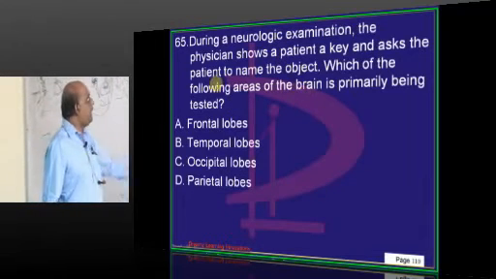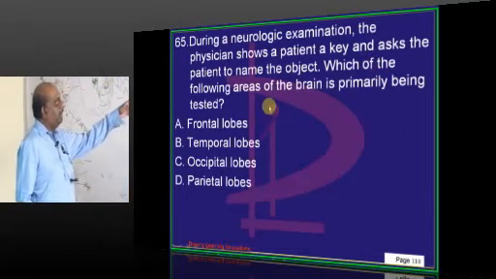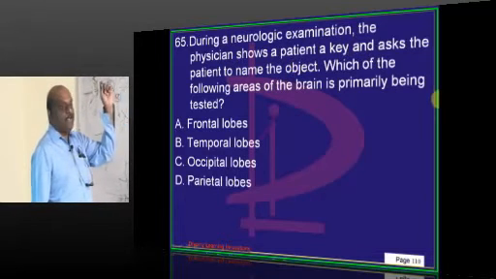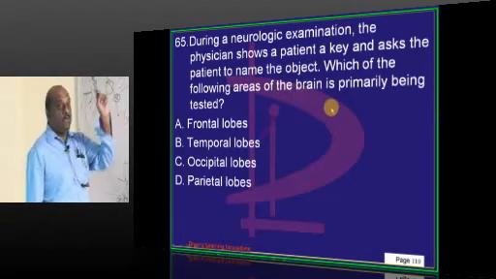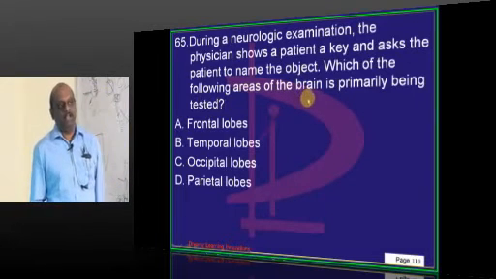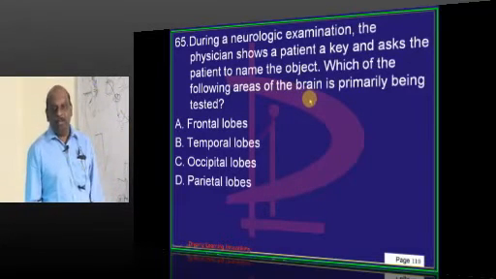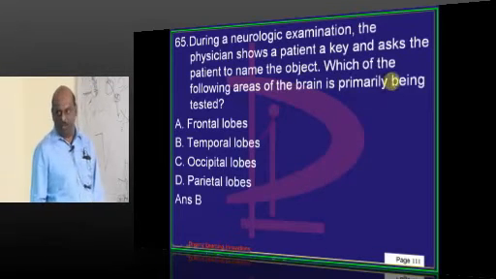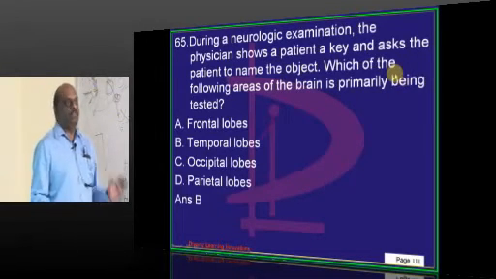Then during a neurological examination, the physician shows a patient a key and asks the patient to name the object. He has an inability to name that object, that's called anomia. Anomia occurs in which lobar dysfunction is a very important question. Temporal lobe dysfunction.